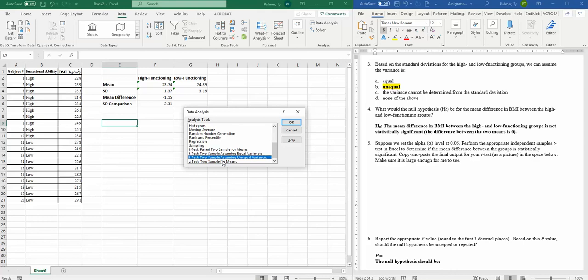So in this particular example, in this how-to video, because my variance is unequal, because we assumed up here that the variance is unequal, then we're obviously going to perform this independent samples t-test here. This t-test: two-sample assuming unequal variances, right?